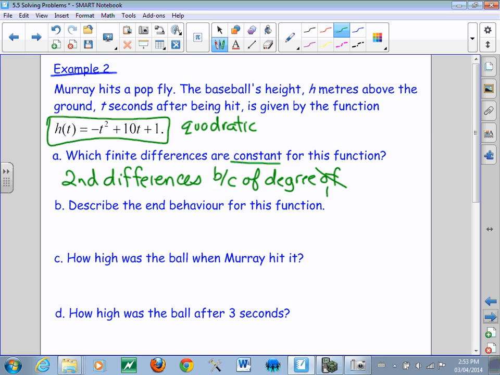You could say of or is 2. It doesn't really matter to me. All right, describe the end behavior for this function.